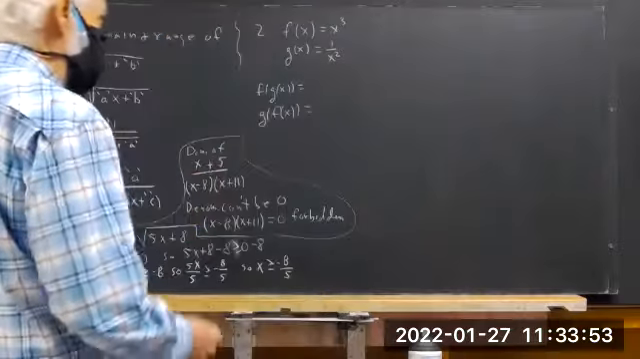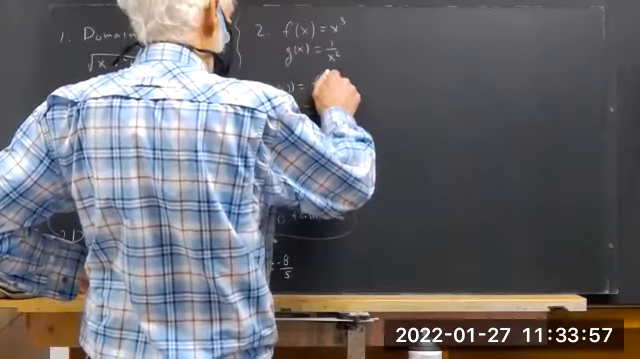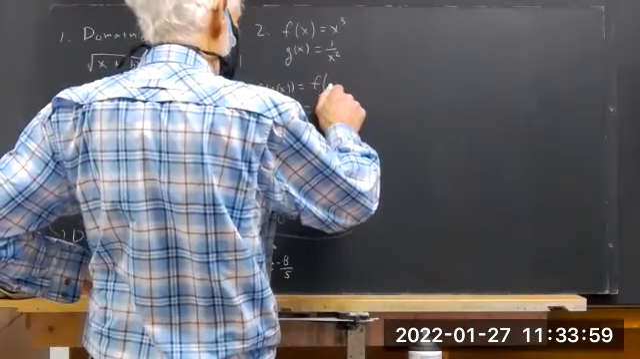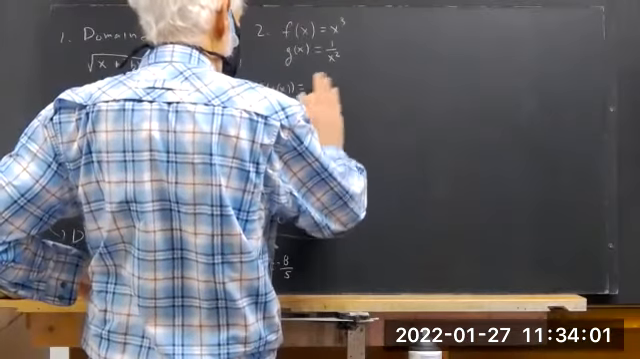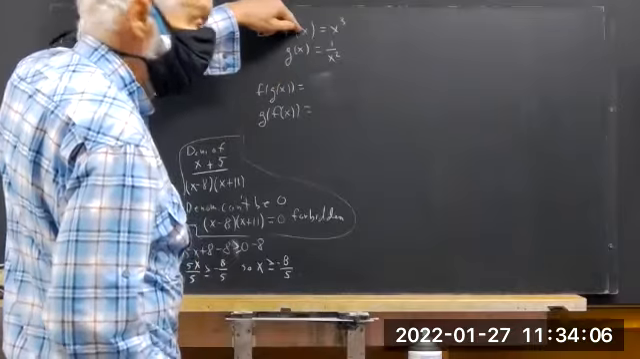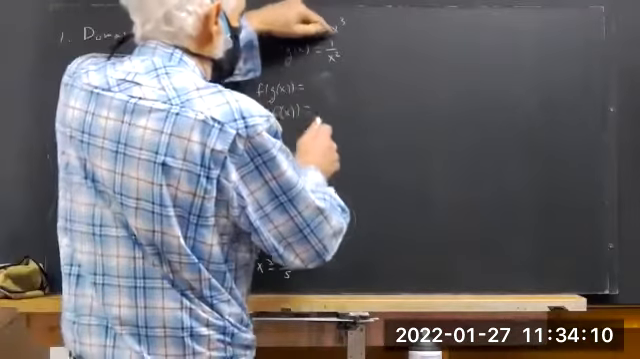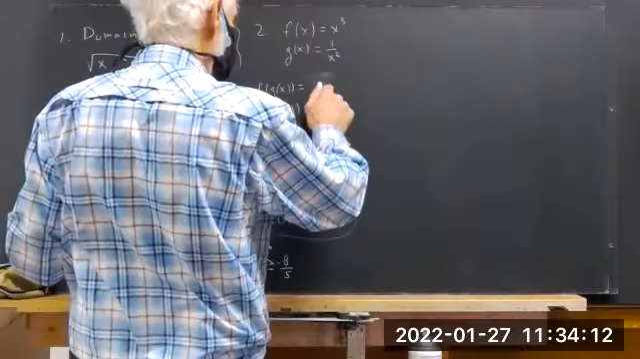Okay, these composites, f of g of x is f of, you do the straightforward substitution. G of x is x. Sorry, x is now g of x. So you take this expression.